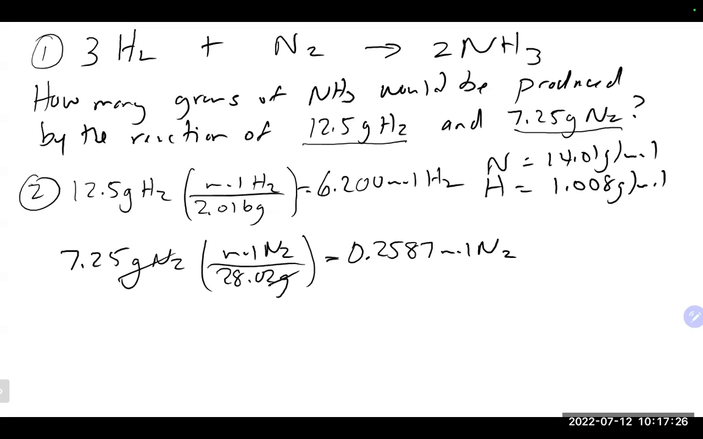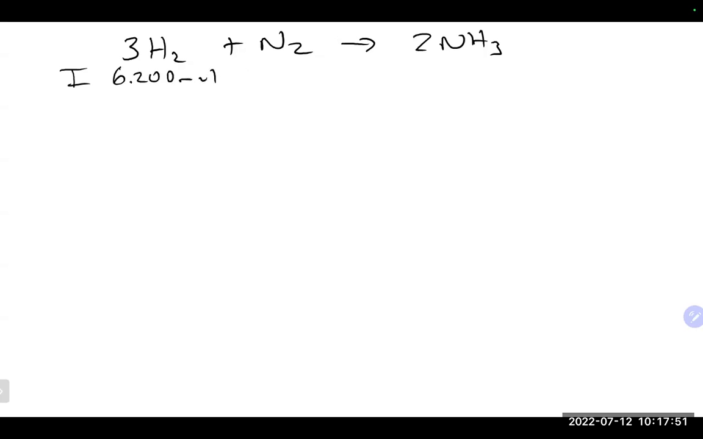All right, so I'm going to solve this using the ICE table approach so you can see it again in case you like it. So we're going to do our equation. We're going to put in there initially our initial moles. So I believe the H2 was 6.2. So 6.2. And our N2, 0.2587. And once again, here we could safely assume that we are starting with nothing of our products.